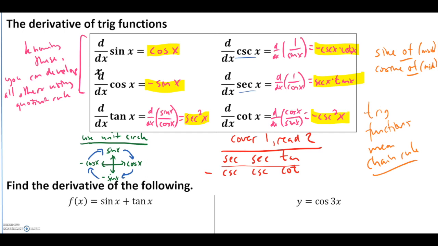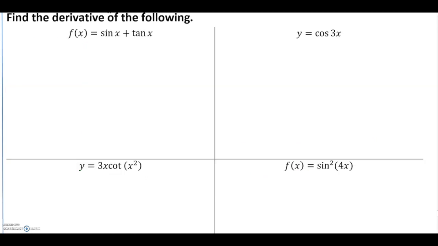So let's try to put our derivative rules to use. Find the derivative of the following. f of x equals sine of x plus tangent of x. Well, this is just a sum, so I can go ahead and differentiate these separately. The derivative of the sine function, like we read above, is cosine of x. And now what I'm going to say is times 1.